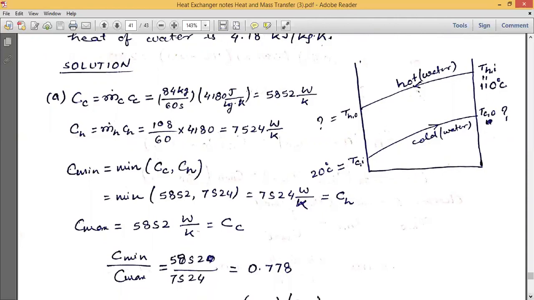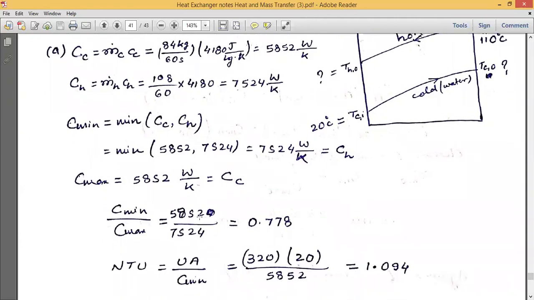So the ratio we can determine, C minimum upon C maximum, as 5852 divided by 7524, which is equal to 0.778. This mistake will have no impact further on the problem because the C minimum and C maximum ratio we have taken correctly. In the next step, first we have identified the minimum fluid, thereafter C minimum upon C maximum, thereafter the NTU value we need to determine.